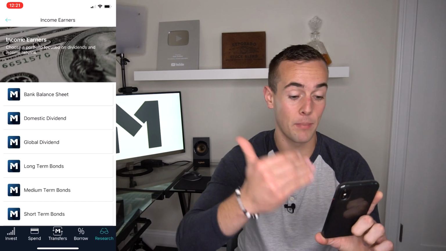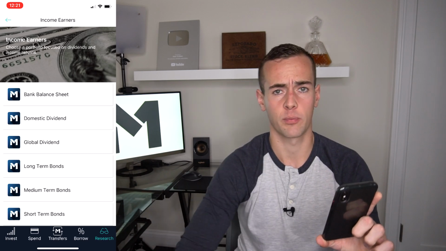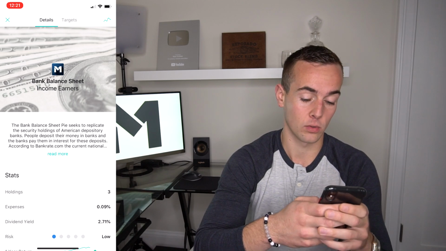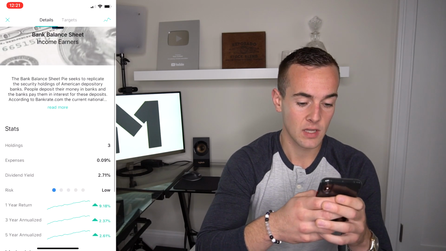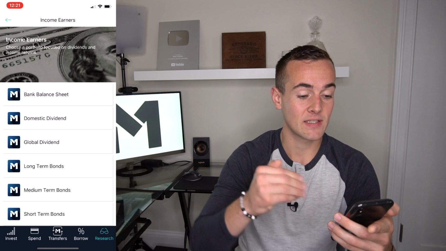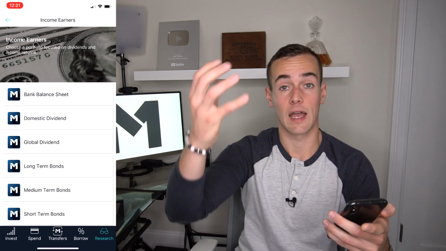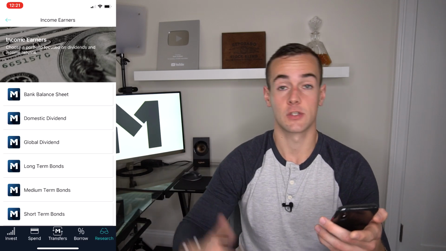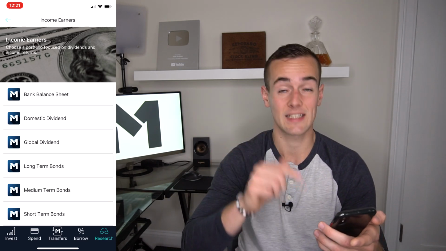You have some bonds as far as a more conservative approach to income. You have bank balance sheet. I'm actually not familiar with this portfolio, what this one entails. But then you also have a domestic dividend ETF or blend of funds, or you have a global dividend blend of funds here. So let's say, for example, you want domestic dividend.